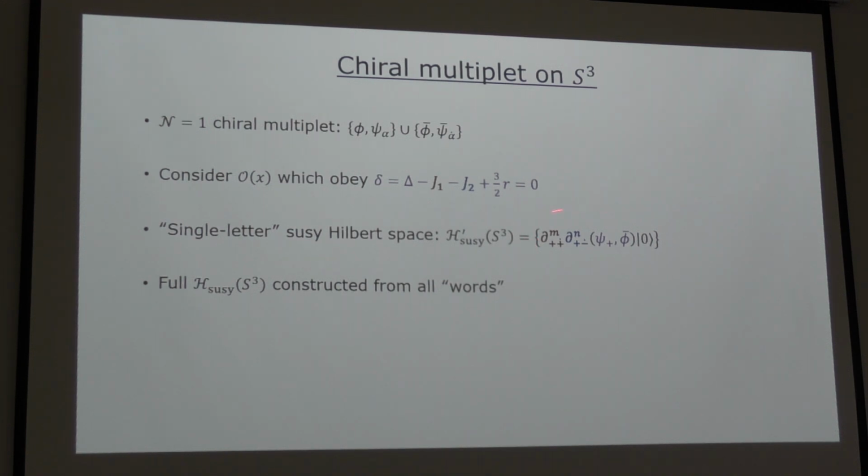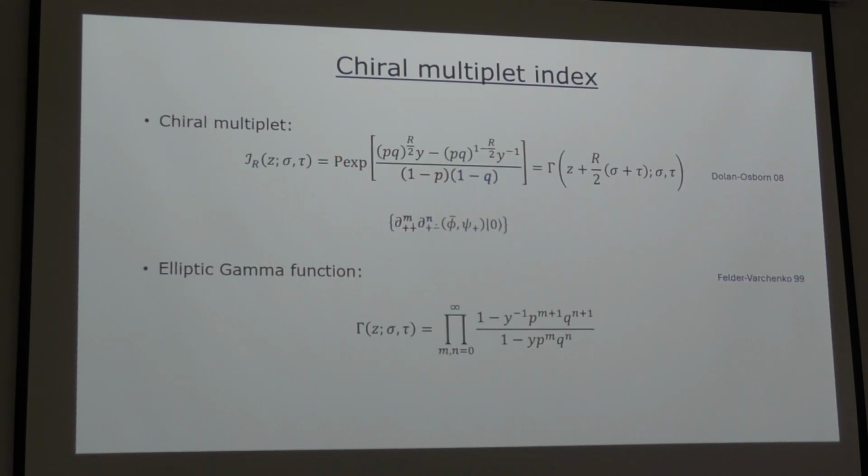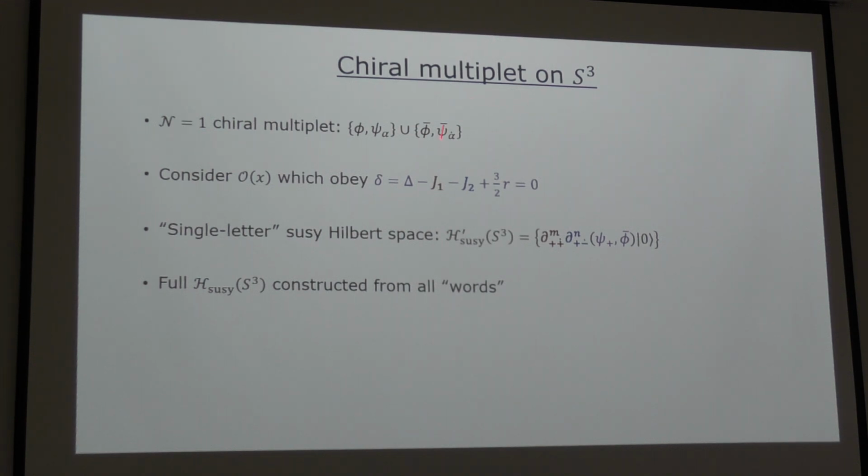Okay, so these components of the Weyl spinor and this complex scalar field, and these two derivatives all satisfy this condition, and those are the only ones that satisfy this condition. So that's our single letter Hilbert space, and then the full supersymmetric Hilbert space can be constructed by considering all the words that can be made out of this. This works, of course, because the index is protected, so you can compute it in the free theory.